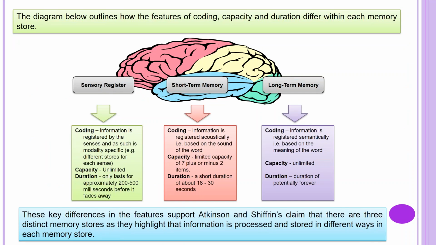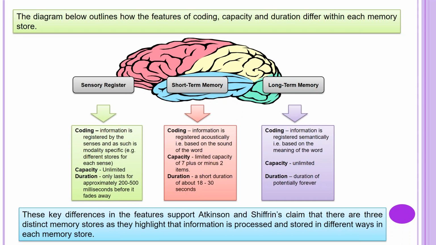The diagram below outlines how the features of coding, capacity and duration differ within each memory store. So the sensory register. Coding here, information is registered by the senses and as such is modality specific, e.g. different stores for each sense. The capacity is unlimited and the duration only lasts for approximately 200 to 500 milliseconds before it fades away.